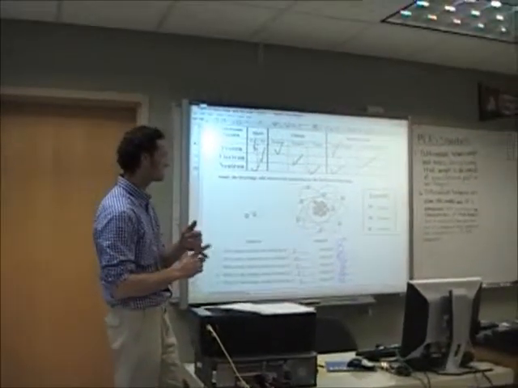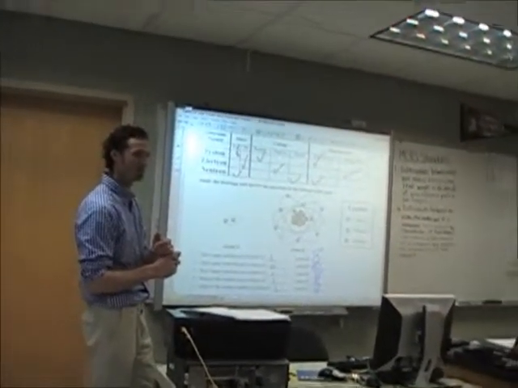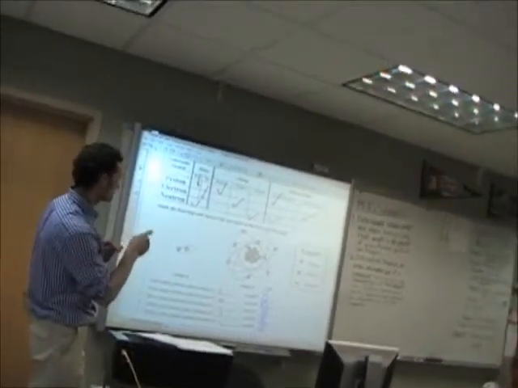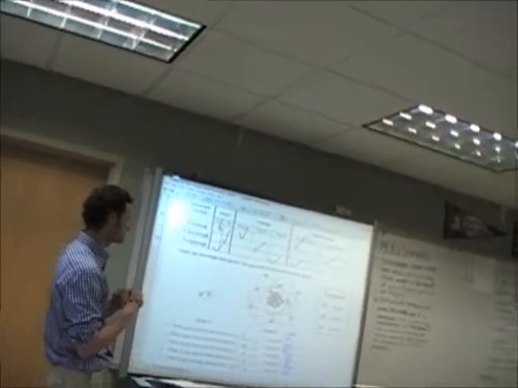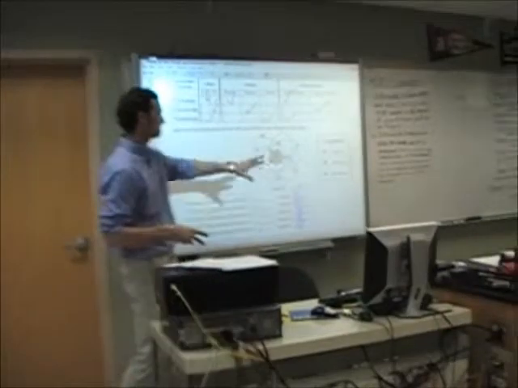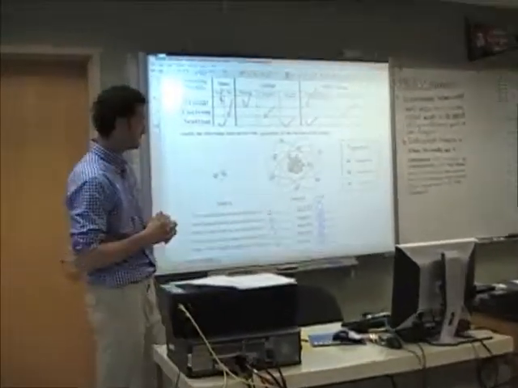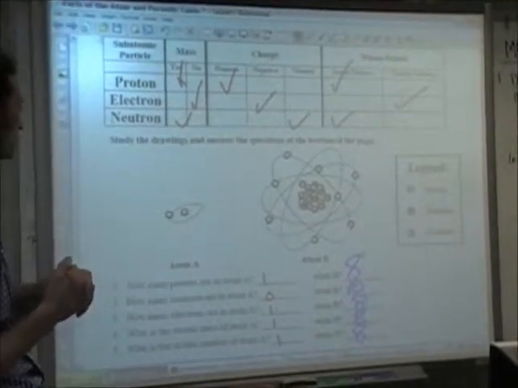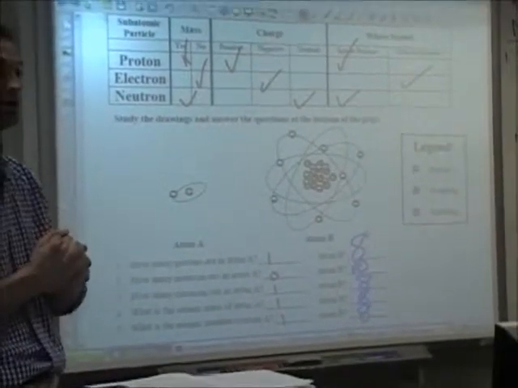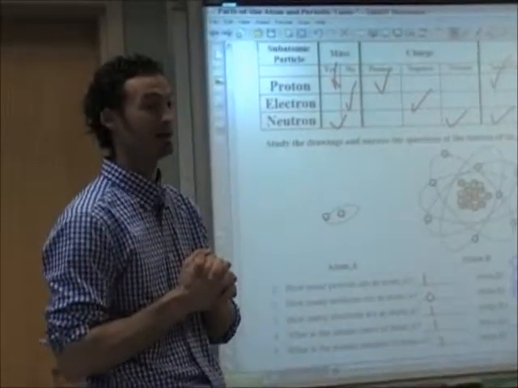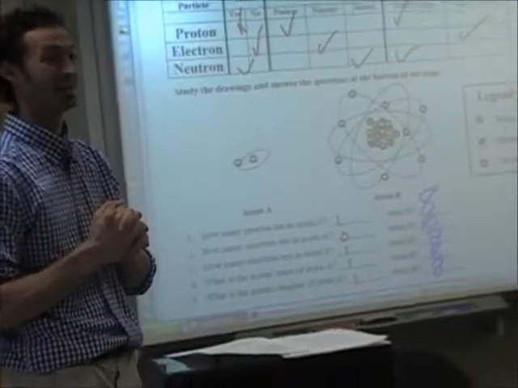Atom B, how many protons? 8. 8 positive things. How many neutrons? 1, 2, 3, 4, 5, 6, 7, 8, 9, 10 neutrons. How many electrons? 8. What's the total mass of this atom? It would be 18. 8 protons, 10 neutrons. And what is the atomic number of this element? 8. What is this element? 8 is oxygen. Oxygen.